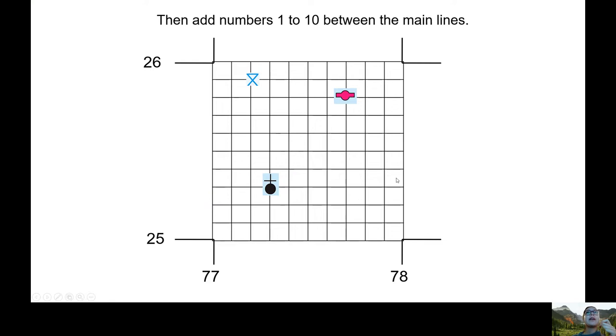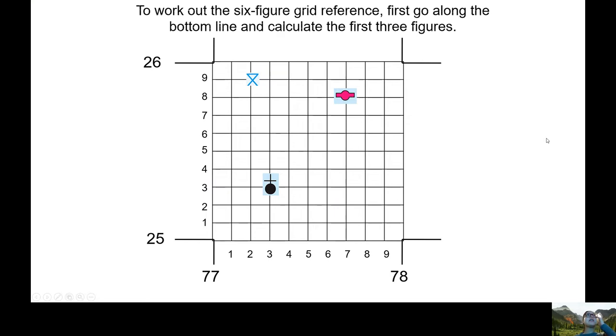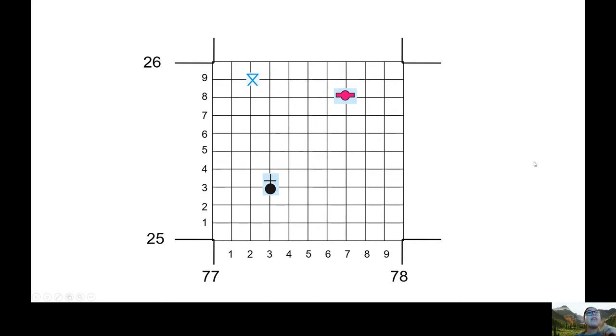So that's what it would look like on the x-axis down here, which you always do first, and on the y-axis up here. To work out the six-figure grid reference, first go along the bottom line and calculate the first three figures. Go along the bottom first. So if we were doing the church, we would go 77, 3. And then the church's first three figures are 773.